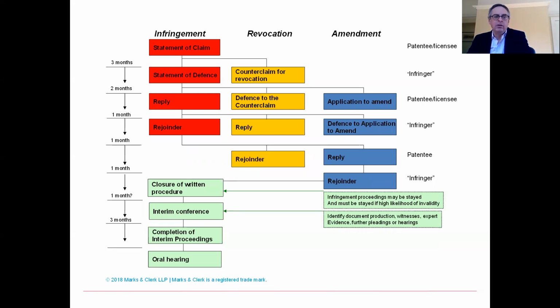That will end what is known as the written procedure. There will then be an interim conference where the judge rapporteur on the panel will decide what needs to be done to prepare the case for trial. That's the interim procedure. After that, the final stage will be the oral hearing. The rules of procedure intend the entire case to last around 12 months.